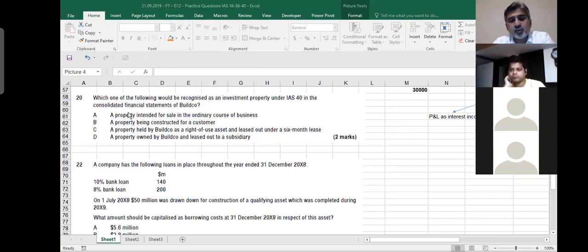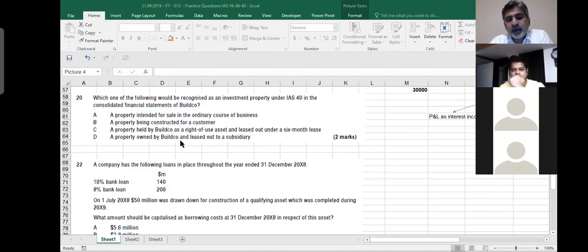Now, when you see the first one, option A, it says a property intended for sale in the ordinary course of business. This is inventory. Number 2, a property being constructed for a customer. This is your work in process. You are constructing a property for some customer. It is not even your asset. So it is your work in progress. Number 3, a property held by Buildco as a right of use asset and leased out under a 6-month lease.